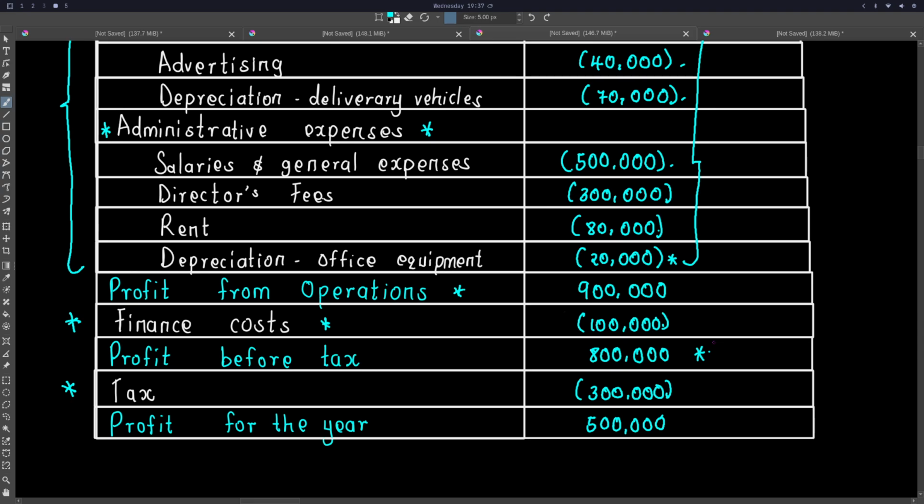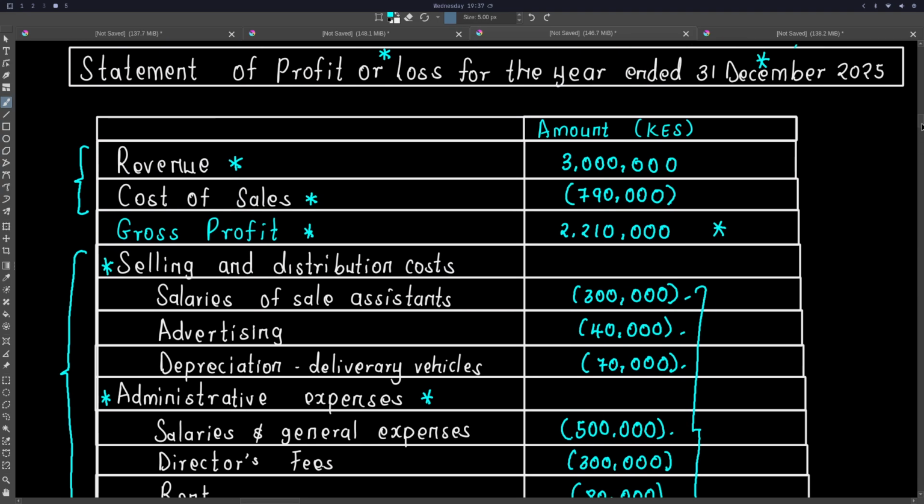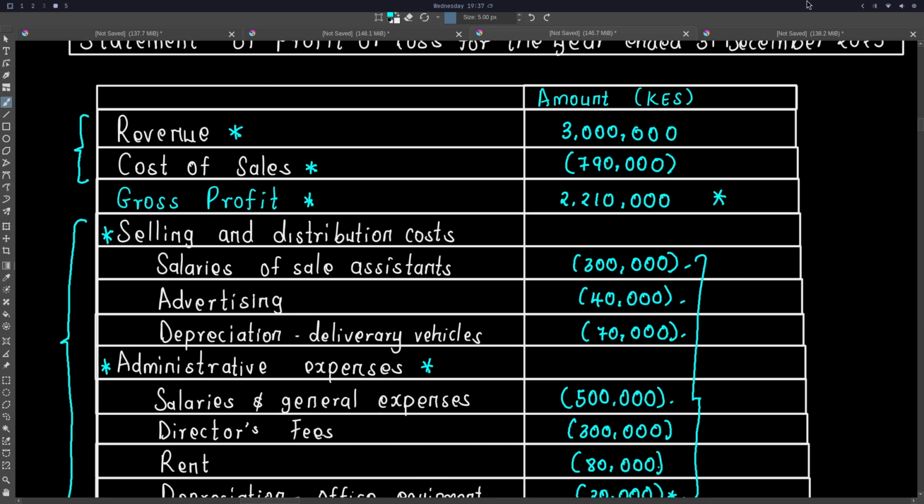So that is how basically we prepare the statement of profit or loss. It is very simple. You just have to do the sections the way they are, okay? So next, we are going to look at the statement of changes in equity.